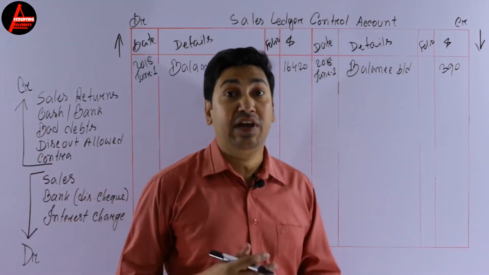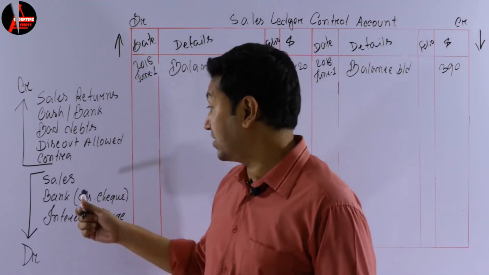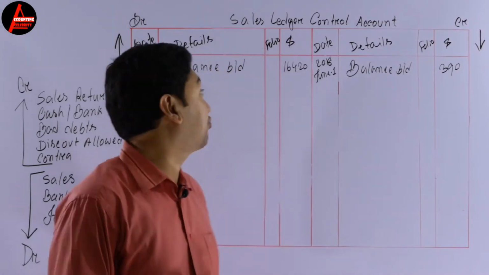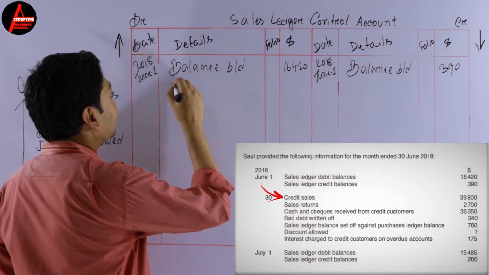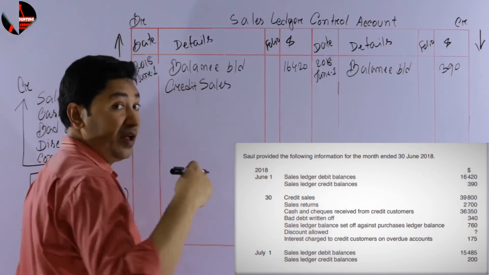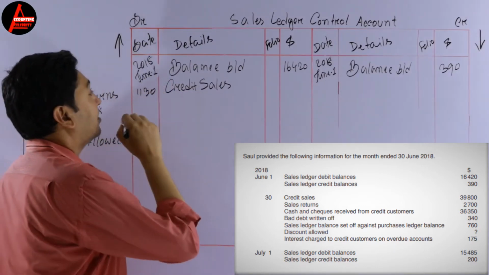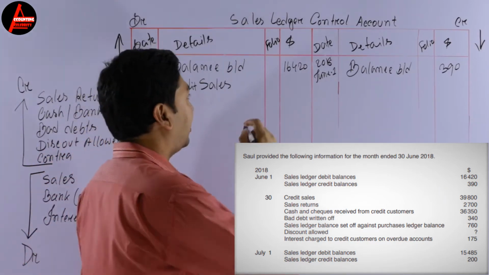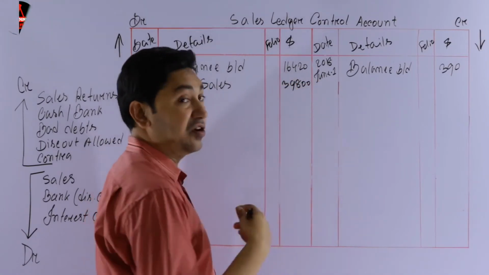Okay, now we have to record these items one by one. So credit sales. What is credit sales? You need to record it in the debit side because your trade receivable will be increased. So right here, credit sales. Okay, then what is the date in the question? June 30. Okay, credit sales, how much? $39,800. So write $39,800. Great.